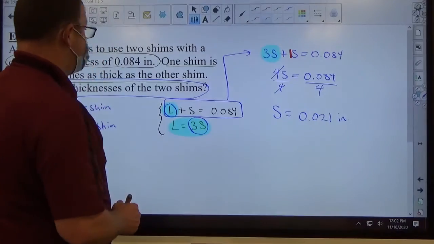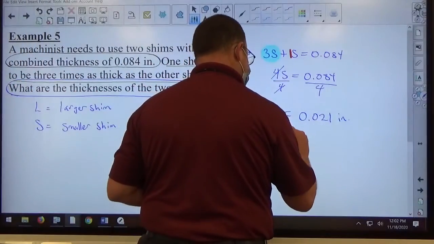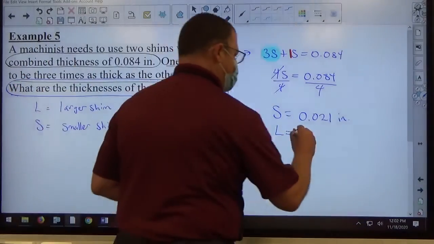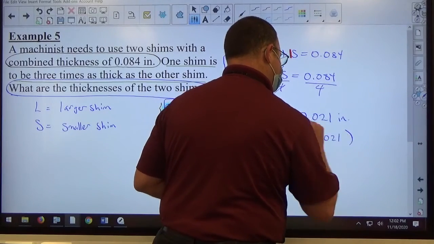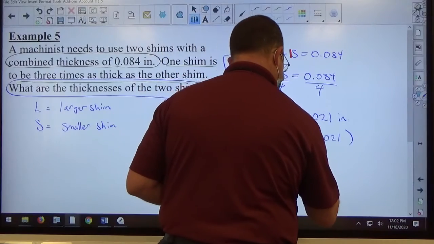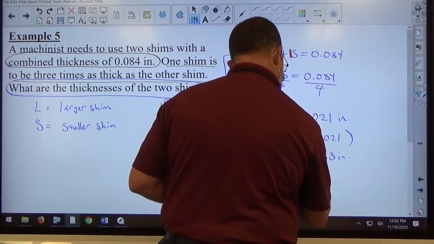It says what are the thicknesses of the two shims. That's one of the two shims. The other shim is L. And L is equal to 3 times S. So 3 times S, but S is 0.021 inches. So we multiply 3 times 0.021, we get 0.063 inches.